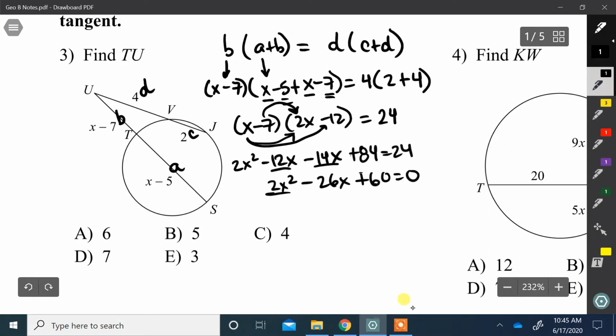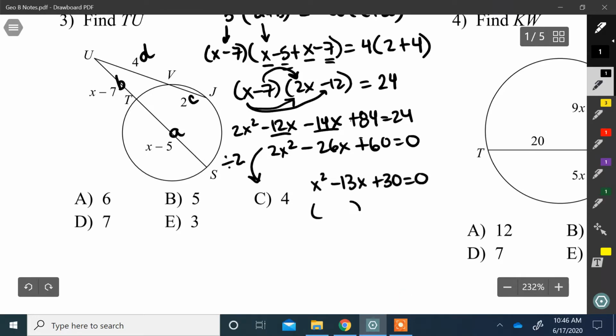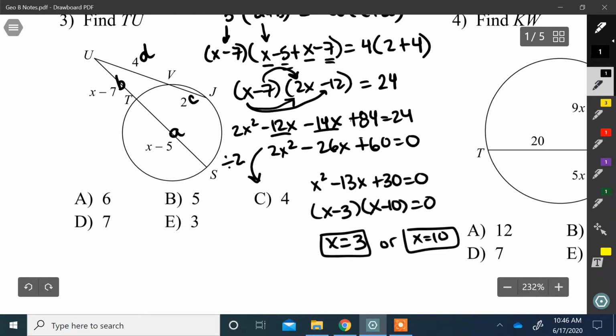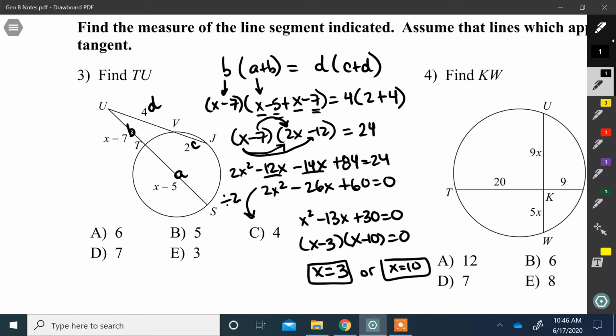Since those are all even numbers, as you can see in there, what we can do is divide all those by 2. So divide by 2 and you should get x squared minus 13x plus 30 is equal to 0. When I factor this, I should get x minus 3 and x minus 10, which means that x is equal to 3, or x is equal to 10. So in this problem, we actually got 2 positive answers.